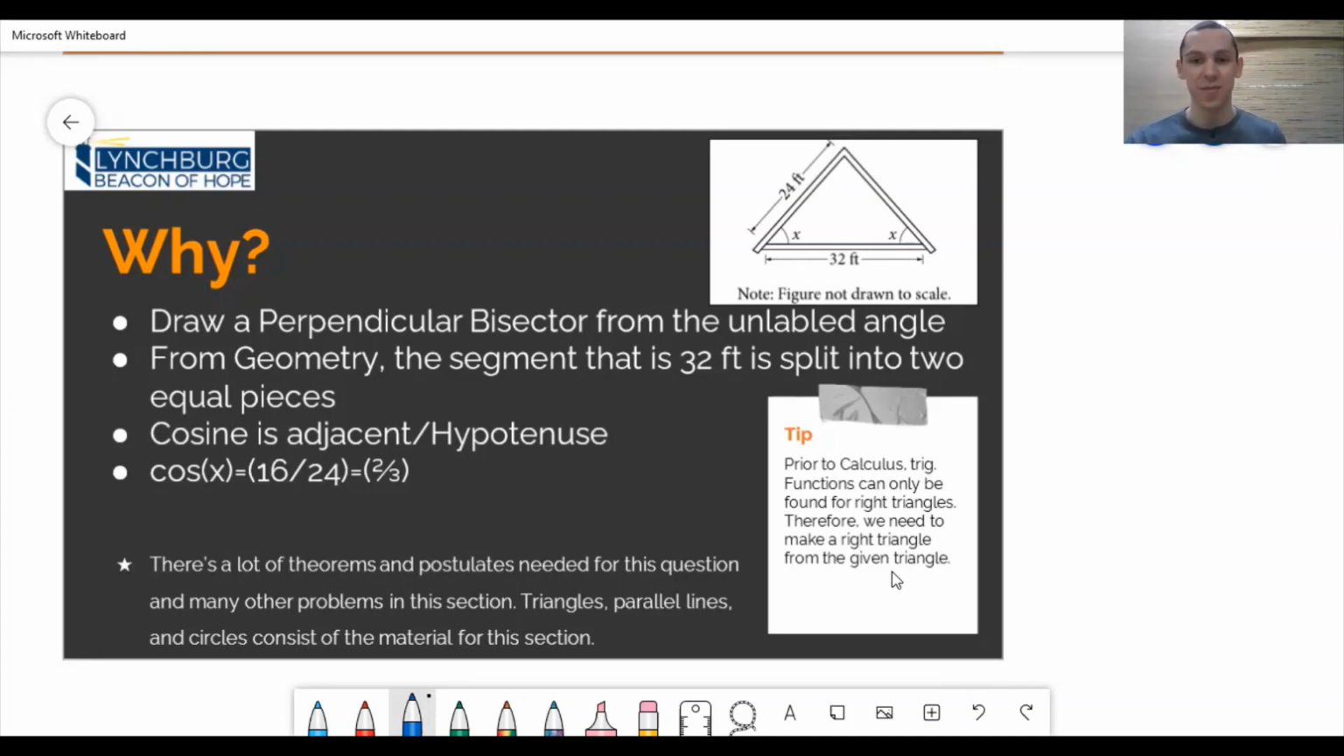And then my tip for today, again, prior to calculus, you can't use the trig functions on anything other than right triangles. And even in calculus, there's a specific law, that's this long equation that you have to use to do so. So at this point, you guys can't do that. So in any problem like this where it gives you a non-right triangle, you have to figure out a way to get a right triangle out of it so that you can find that trigonometric function.